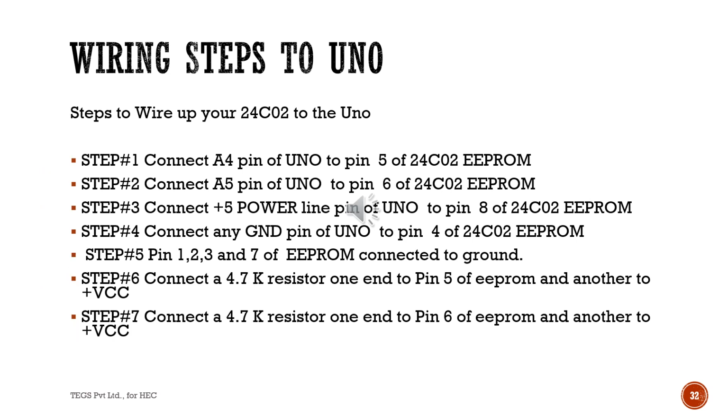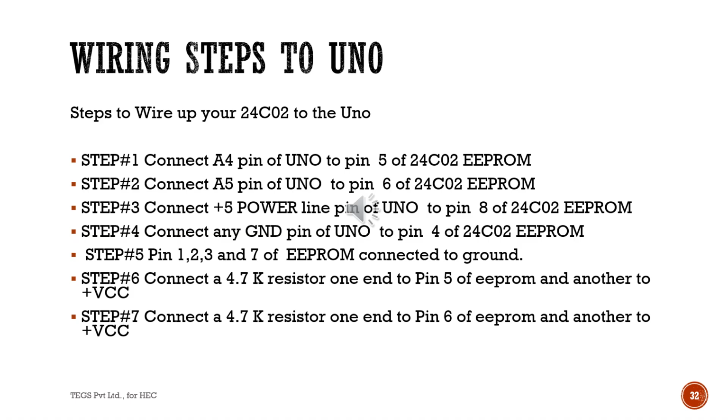Steps to wire 24C02 EEPROM to UNO. Step 1. Connect A4 pin of UNO to pin 5 of 24C02 EEPROM. Step 2. Connect pin 5 of UNO to pin 6 of 24C02 EEPROM.